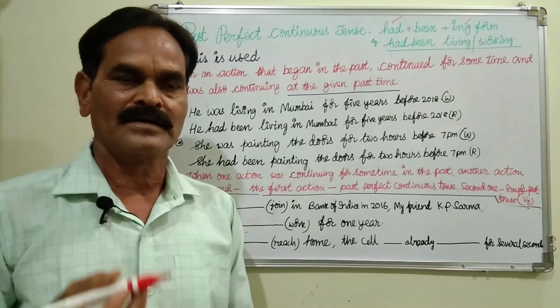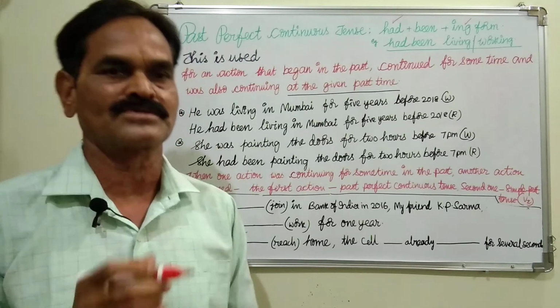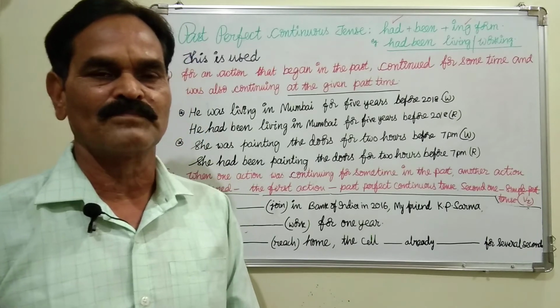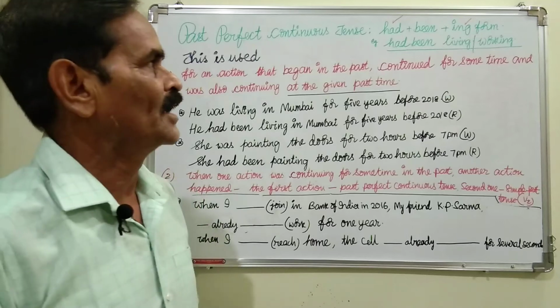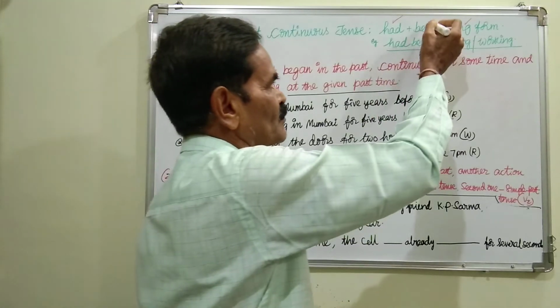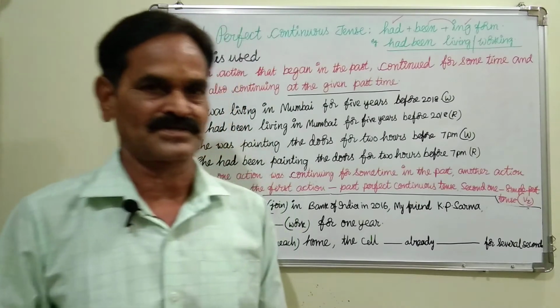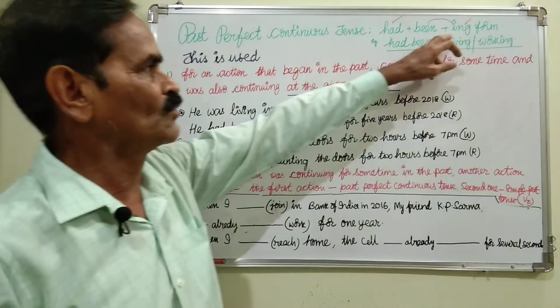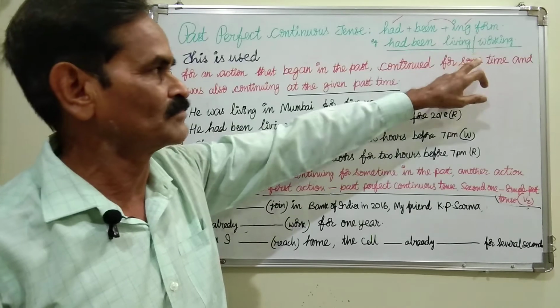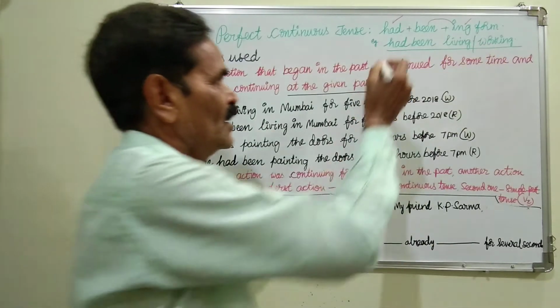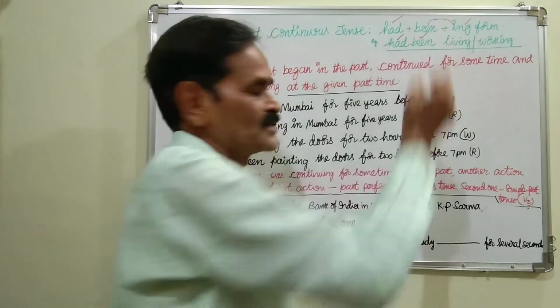Had is the helping verb or the auxiliary verb which helps the main verb to form a perfect tense. And the be form helps the ing form to form a continuous tense. That's why we have used here one main verb, that is living or working, and we have used two helping verbs here.